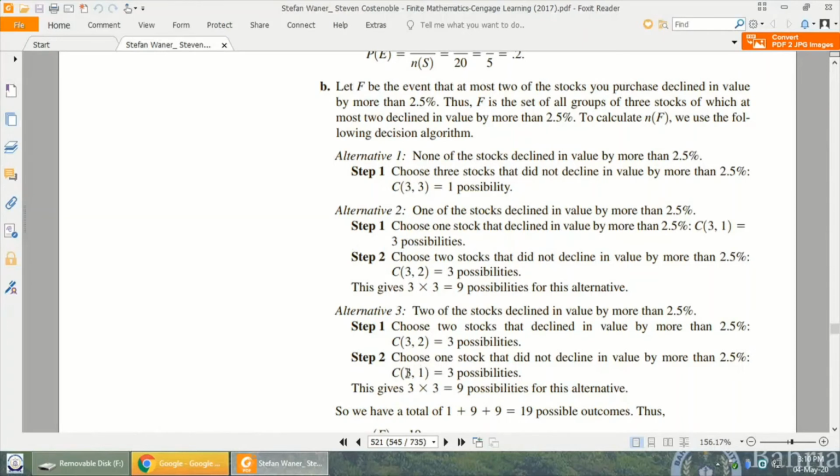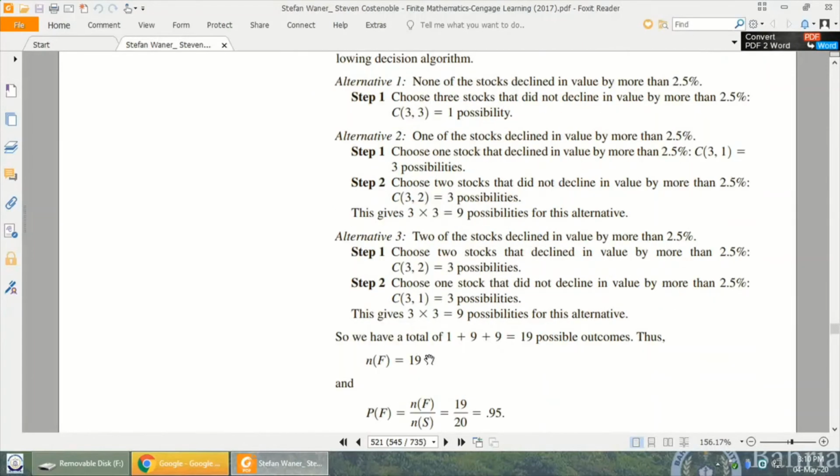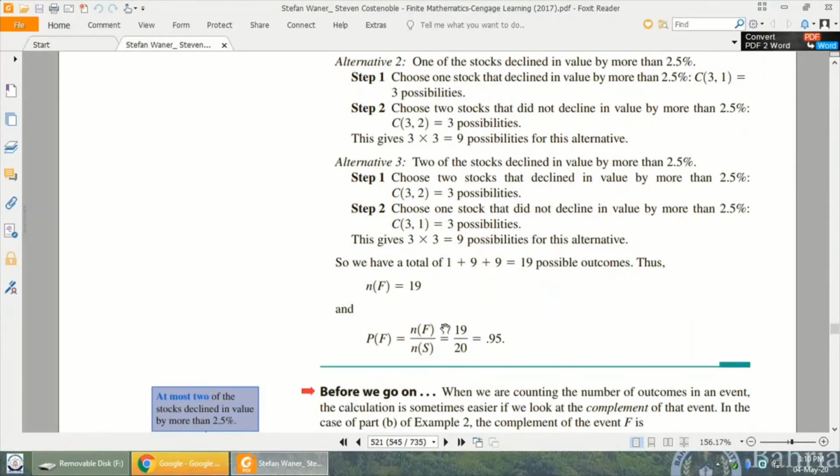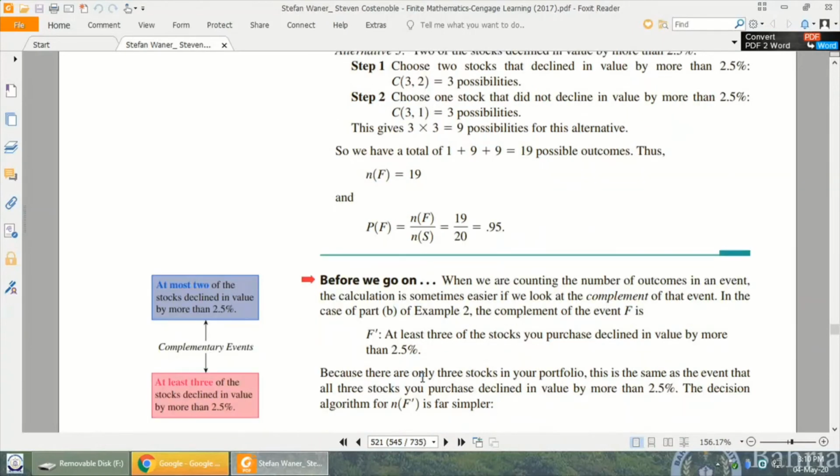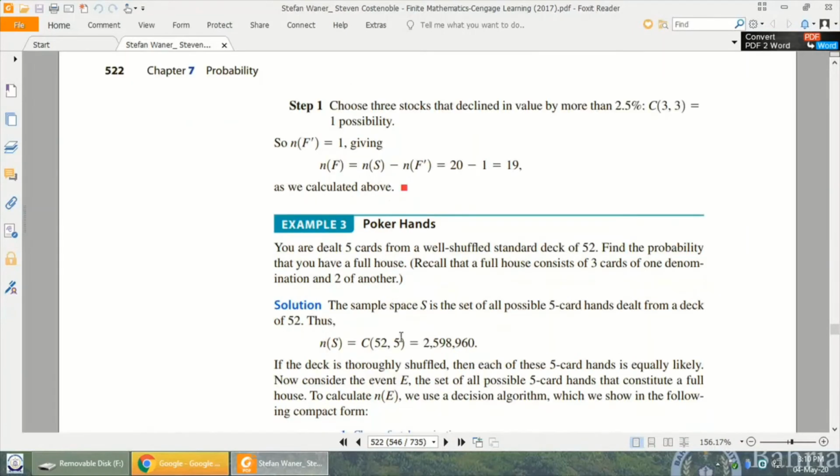And again you have 3C1 and 3C2. So you just multiply the possibilities for each alternative, 3 into 3, and then you add them all up because there is an OR. So 1 possibility for the first alternative, plus 9 for the second and 9 for the other one. You have 19 possibilities. And then you can just divide it by 20, or you can take advantage of the complement process I told you about: one possibility, the exact opposite of it, and you can have 19 as we calculated above.